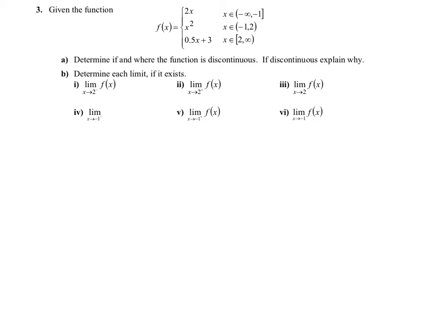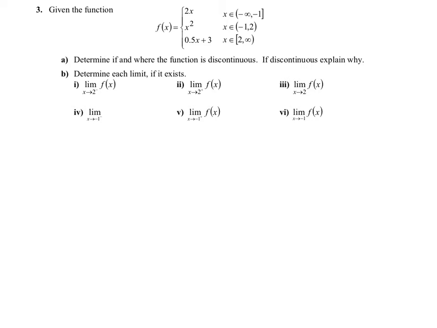The next question says that if the function f of x is given by 2x when x is between -infinity and -1, x squared when x is between -1 and 2, 0.5x plus 3 when x is between 2 and positive infinity, first determine if and where the function is continuous. If it is, then explain why.